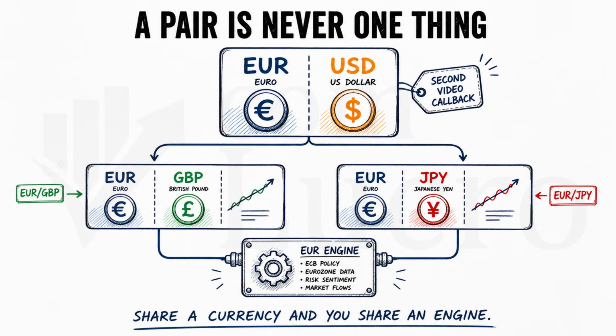Let's start with why this happens at all, because it isn't mysterious. Go back to the second video. A pair is never one thing. It's 2 currencies compared against each other. So the moment the same currency shows up on 2 of your charts, those 2 charts share an engine. They aren't independent instruments. They're 2 different ways of saying the same thing about the same money.